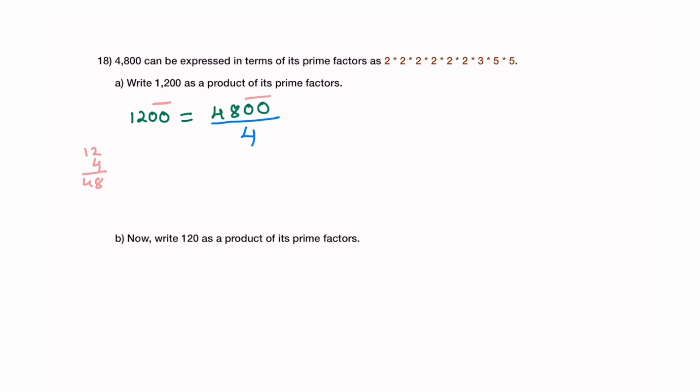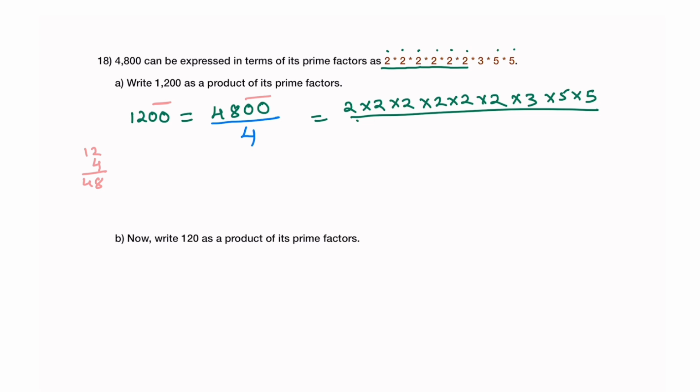Okay? So now we will write the factors for 4800. So how many 2's do we have? 1, 2, 3, 4, 5, 6. 2 times 2 times 2, that's 4, that's 5, and that's 6, right? And then times 3, and then 5 we have 2 times. Divide by, how can we write 4? 4 can be written as 2 times 2, right? 4 is not a prime number, so we have to get the prime factors for 4, which is 2 times 2. The next process is to cancel the common terms.